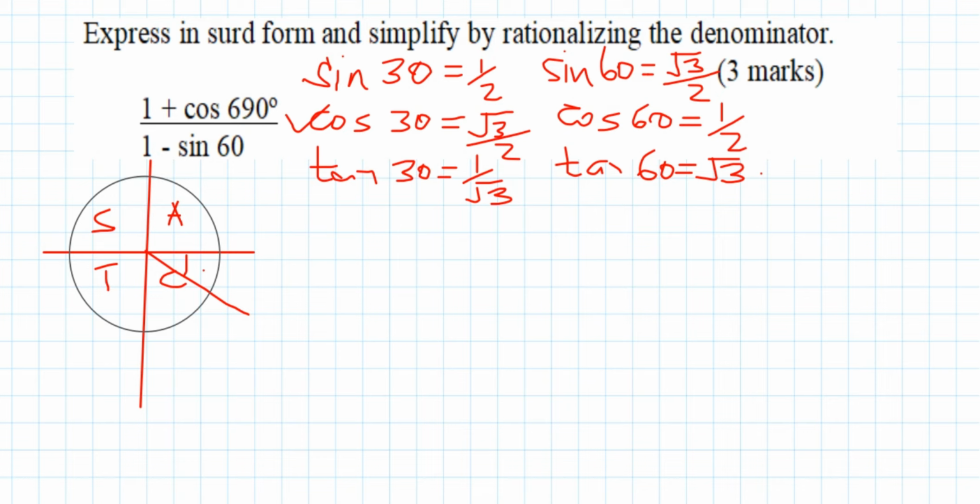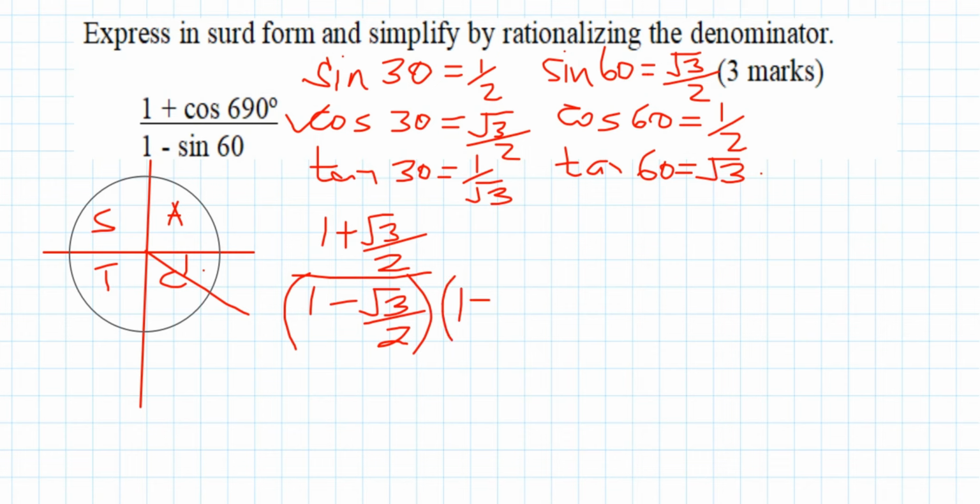So we simply substitute, and in the numerator, we are going to have 1 plus the square root of 3 all over 2. All this is going to be divided by 1 minus the sine of 60, and the sine of 60 is root 3 all over 2. And now here, for us to be able to rationalize, we multiply the denominator by its conjugate. So the conjugate of 1 minus root 3 all over 2 is going to be 1 plus root 3 all over 2.